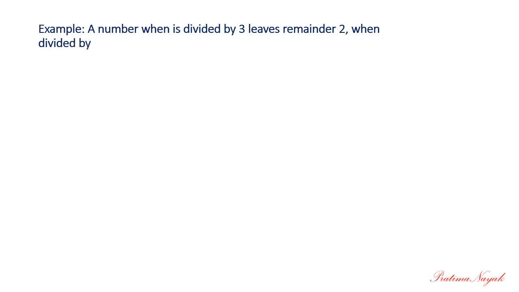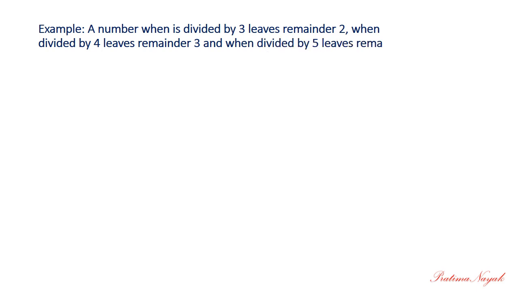Let us take an example where we use this Chinese remainder theorem, or why should we learn it? A number which when divided by 3 leaves remainder 2, divided by 4 leaves remainder 3, and divided by 5 leaves remainder 4. What is the number?